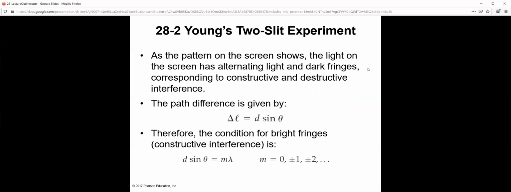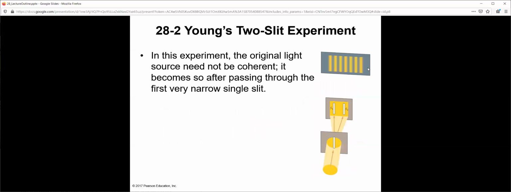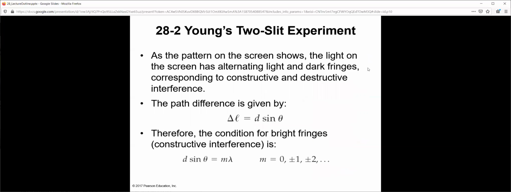As the pattern on the screen shows, which was this pattern back here in the upper right, the light on the screen has alternating light and dark fringes. So the first light refers to flashlight, and the second light refers to brightness, which is annoying. Corresponding to constructive and destructive interference patterns. The bright fringes are constructively interfering, the dark fringes are destructively interfering. The path difference is given by delta L equals d sine theta.